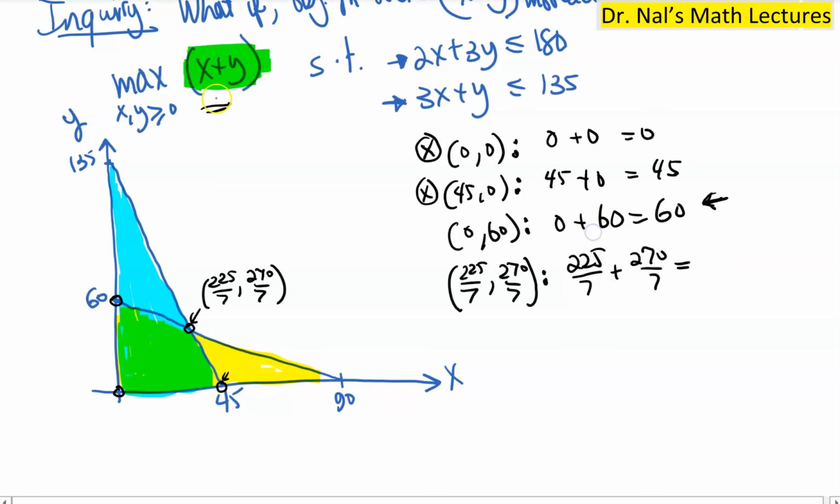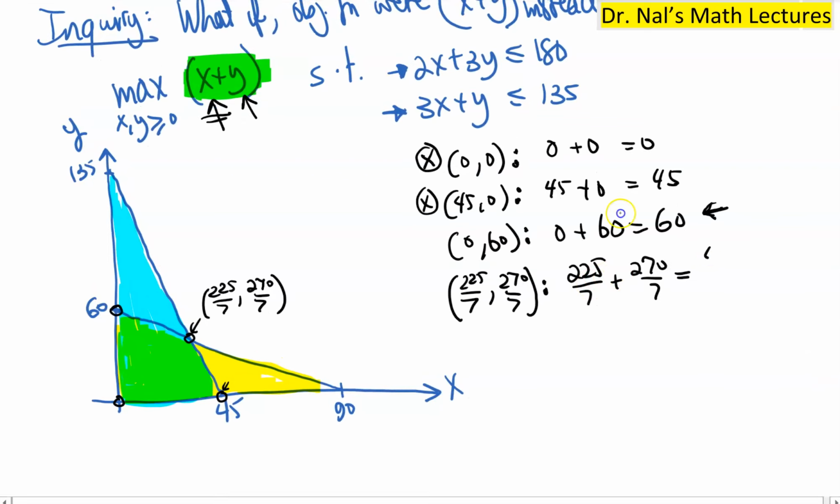When you plug in this value, x and y are known, so we get 495 over 7. Do they simplify? Let me check my calculator here. 495 divided by 7 equals 70.71. Okay, so this is approximately 71, or let's just not round it, 70.71. Hey, this is the maximum value.